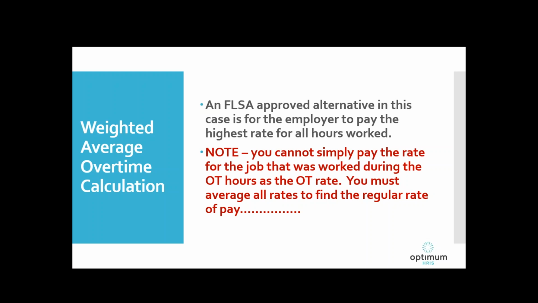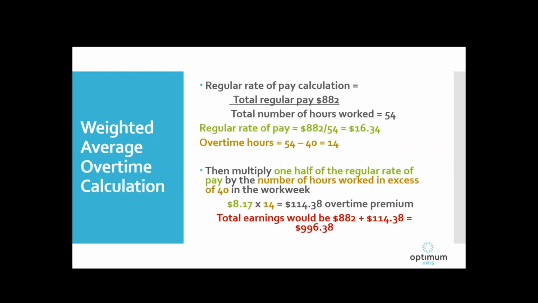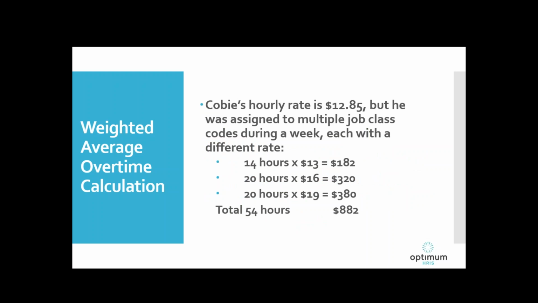So I want to go back 2 slides to look at Kobe's hours again. We can pay him $19, which was his highest rate, for all of his hours worked. That would be the highest rate for all hours worked. And that would give us $1,026. And that would be acceptable. And in his case, he happened to be working the highest rate when he put in his overtime hours. This was the end of his week.